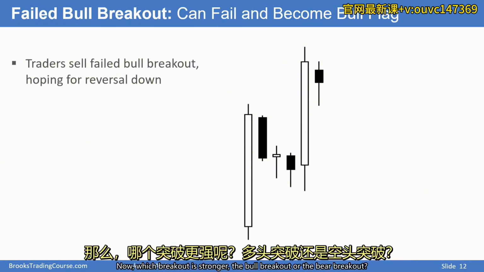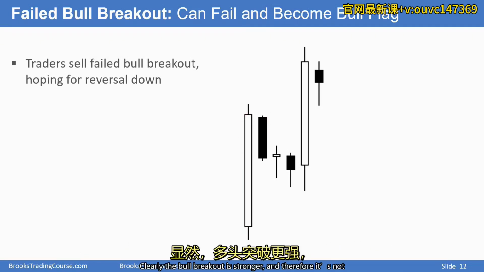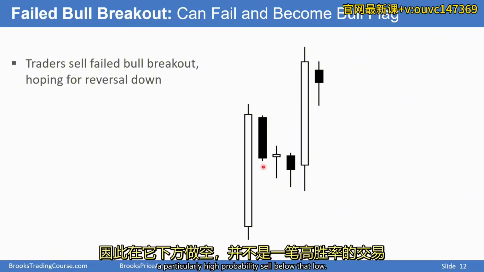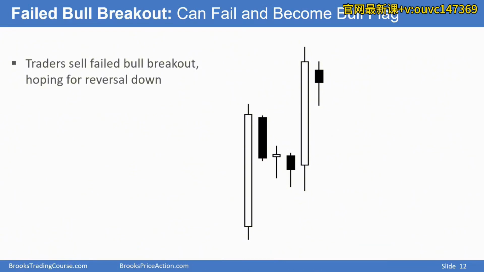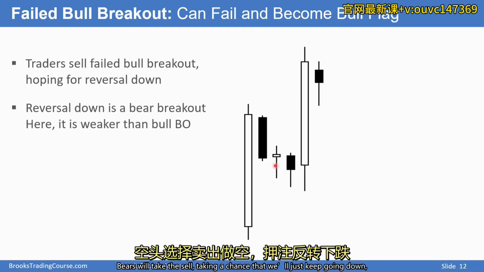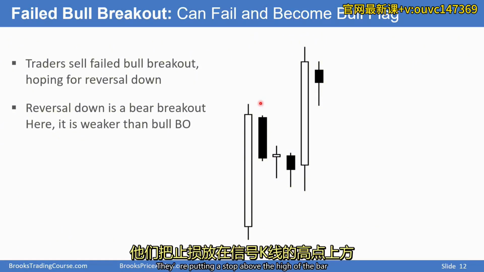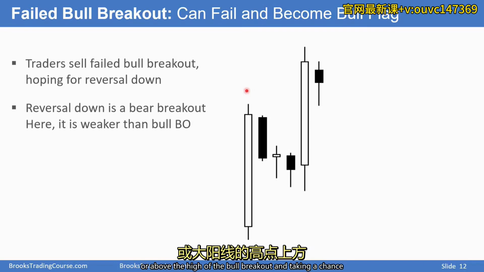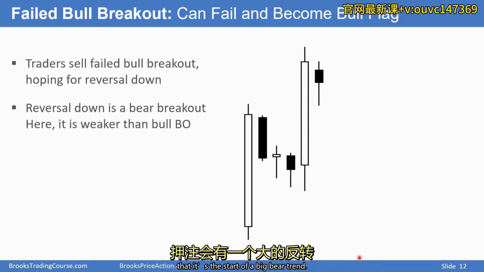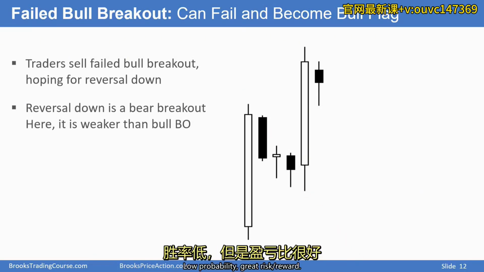Now, which breakout is stronger, the bull breakout or the bear breakout? Clearly, the bull breakout is stronger, and therefore it's not a particularly high probability sell below that low. Bears will take the sell, taking a chance that it will just keep going down, knowing that the probability is low, but their risk is low as well. They're putting a stop above the high of the bar or above the high of the bull breakout and taking a chance that it's the start of a big bear trend. Low probability, great risk reward.